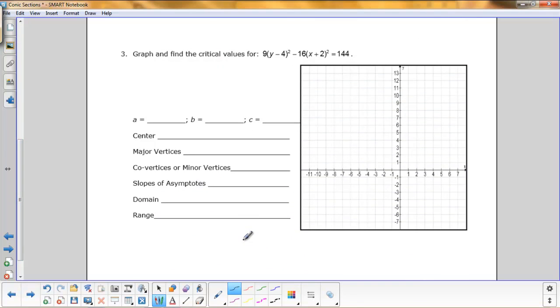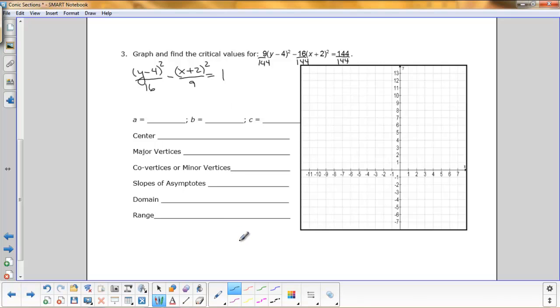Now number 3. This one looks complicated at first. All it is simply getting it into standard form. The way we'll do that is by dividing all the numbers by 144. That gives me y minus 4 squared over 16 minus x plus 2 squared over 9 equals 1.